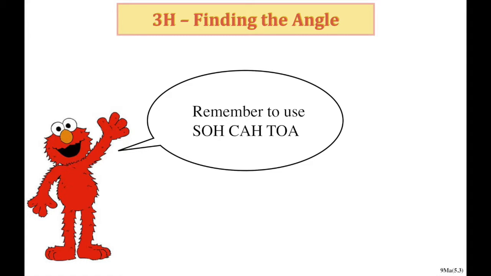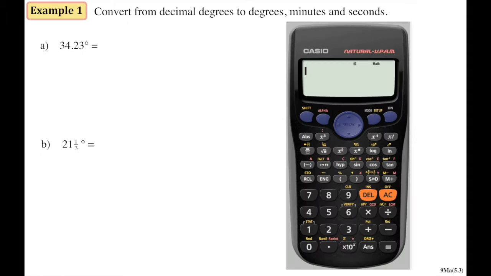Welcome back, Year 9, to another exciting class on trigonometry, and remember the following. SOHCAHTOA: sine theta equals opposite over hypotenuse, cos theta equals adjacent over hypotenuse, and tan theta equals opposite over adjacent. It's our key to remembering our formulas.